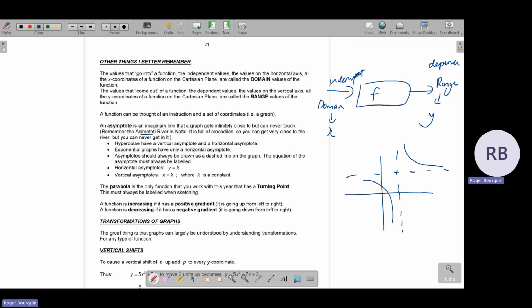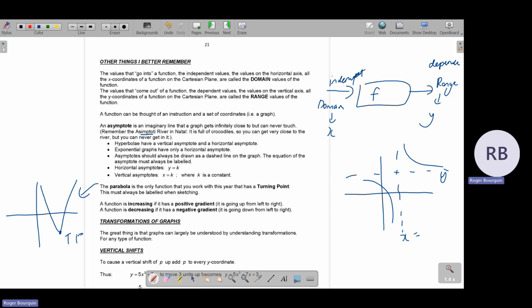For example, horizontal asymptotes are y is equal to something. Vertical asymptotes are x is equal to something. The parabola is the only function that we work with this year that has a turning point. This must always be labeled with zero. The parabola has a turning point, right? Okay. Carry on. A function is increasing if it has a positive gradient.